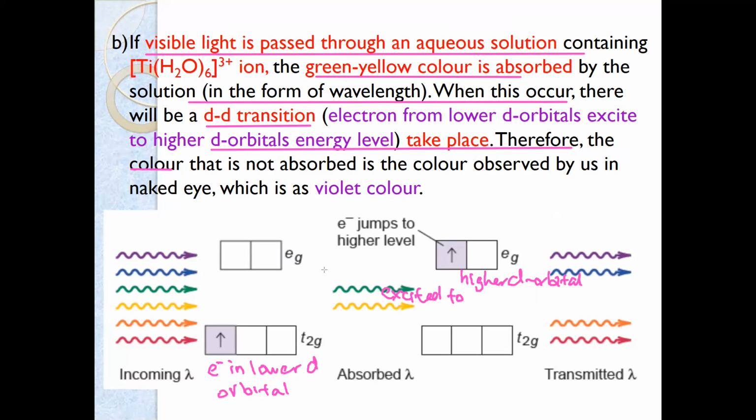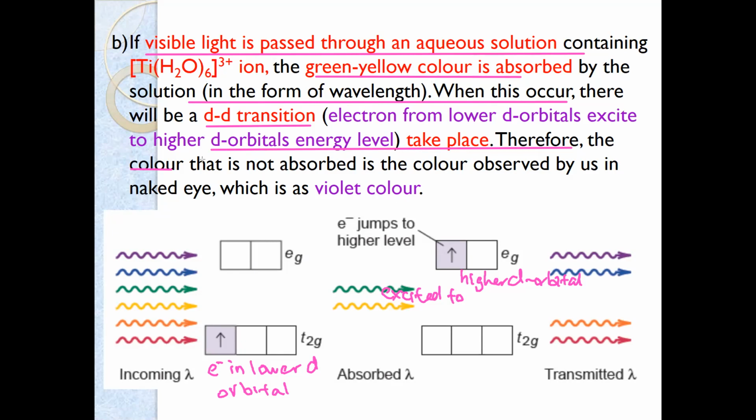So in here, if we absorb this yellow-green, our naked eyes will observe a violet color. Okay, so that is how you are going to explain how a complex is colorful. These are the keywords. I re-explain for the third time again.